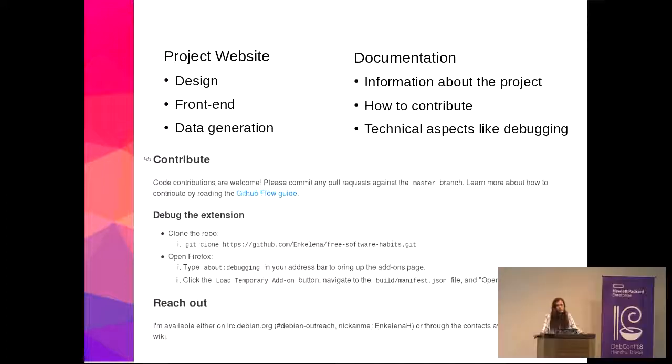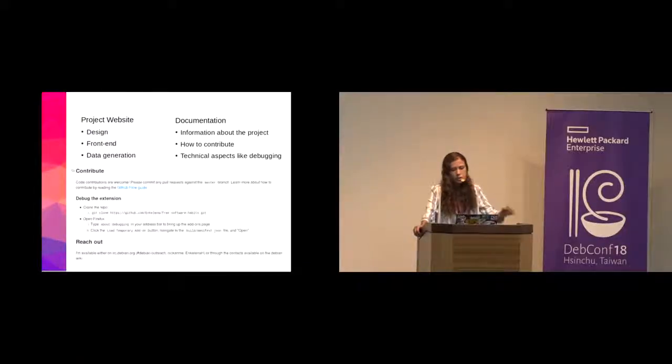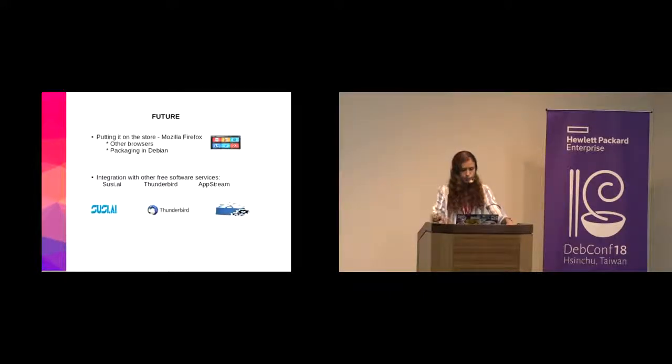I split it into three sections. The first has the information about the project, general things, what its purpose is, how it works. The second one is the contribution section, how developers can contribute. And the third one is about technical aspects like debugging and cloning the repo for new developers. So this is an example of it.